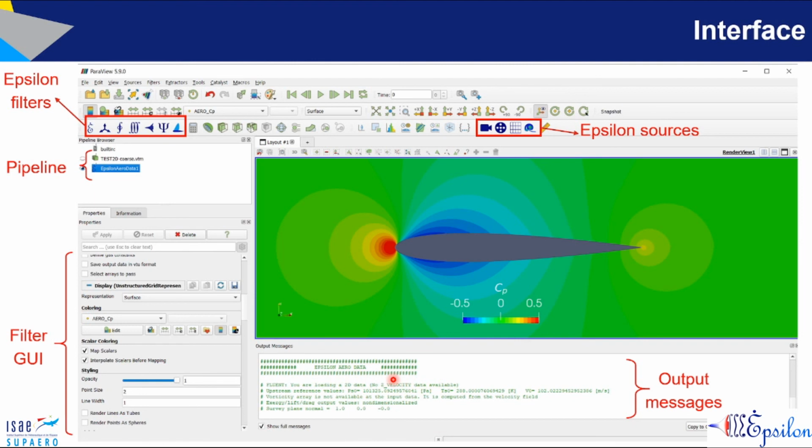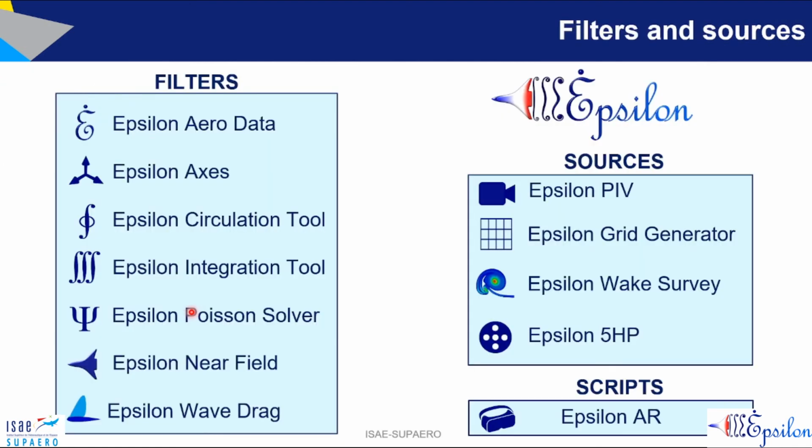This is quite important because it will print some information on some values. Let's say in some cases it will print lift, drag, and in some cases it will give you some information if you are making some mistakes in the modification of the parameters of each filter. So basically, Epsilon V3.0 is a series of filters and sources. We have 11 plugins in total. We will see each one of these plugins in detail in separate videos. So let's get started first with Epsilon Aerodata.